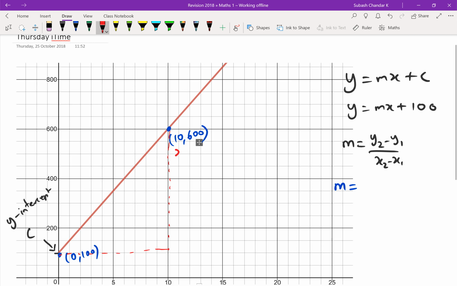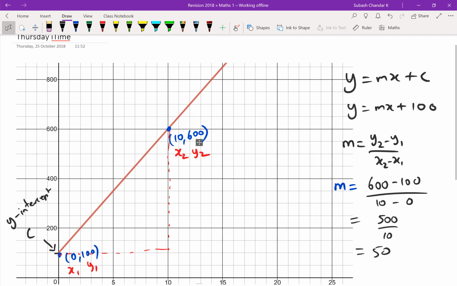So I basically do this. This is x2 and y2, because that's the second point, and the first point is x1 and y1. Okay? So substitute these values. You've got 600 take away 100, divided by 10 take away 0. So what you end up with is 500 over 10, and your gradient is 50. Which means your equation is y equals 50x plus 100. All right, that's what I'm expecting.